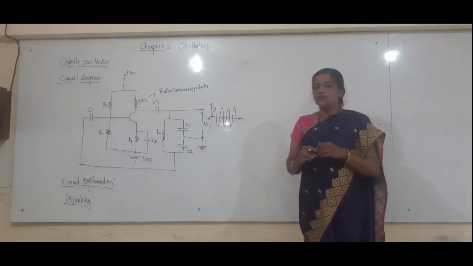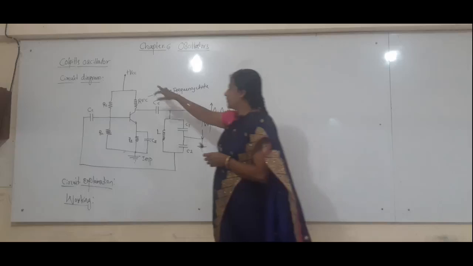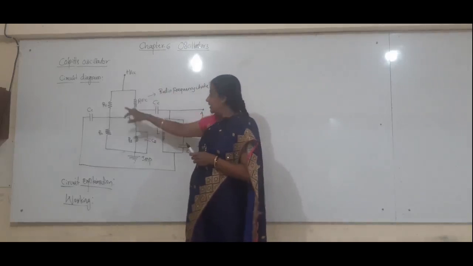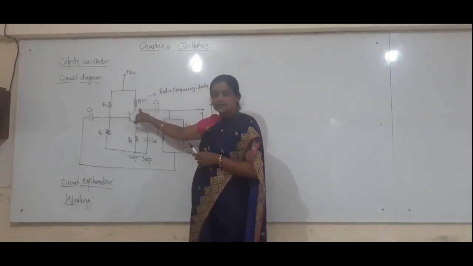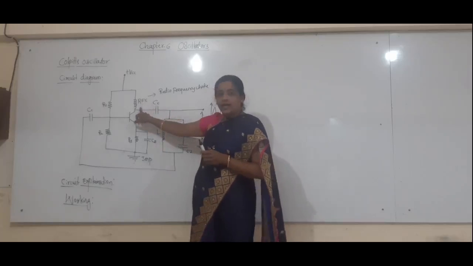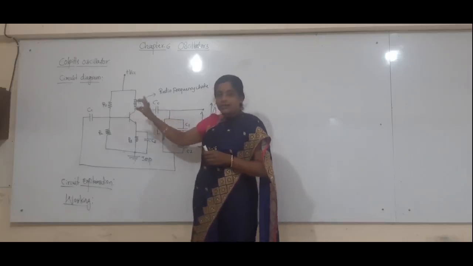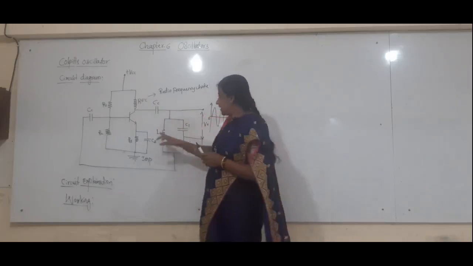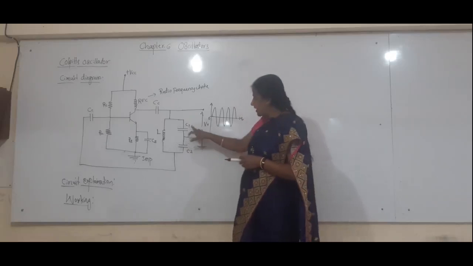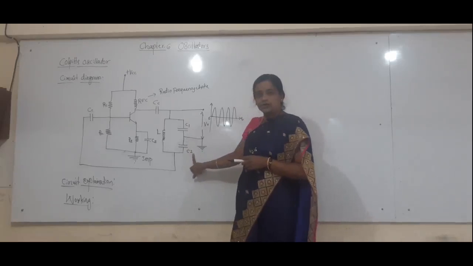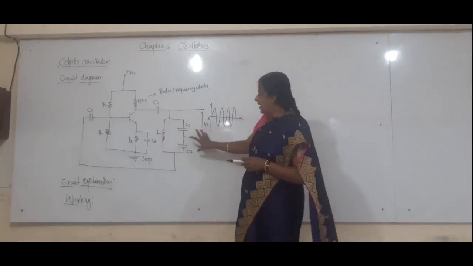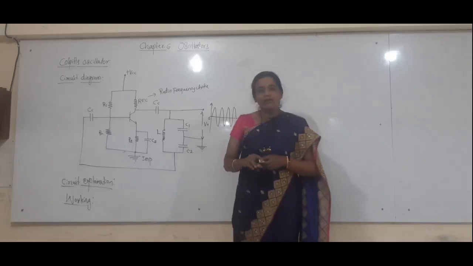whenever power is switched on, that is, whenever power supply is given here, immediately the collector current starts flowing inside the circuit. That collector current increases in the transistor amplifier. When the collector current increases, it charges your capacitors C1 and C2. There are two capacitors here, and they are charged to their peak value. Whenever current flows, they get charged to their peak values.